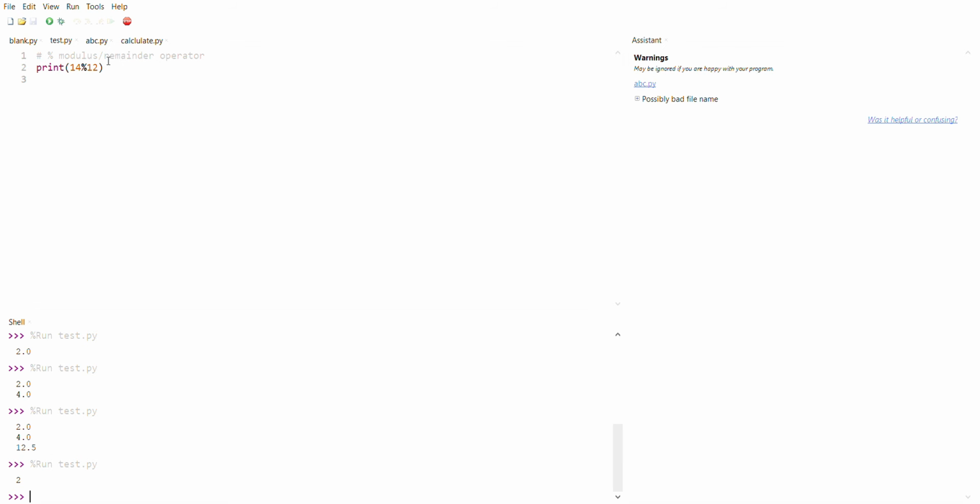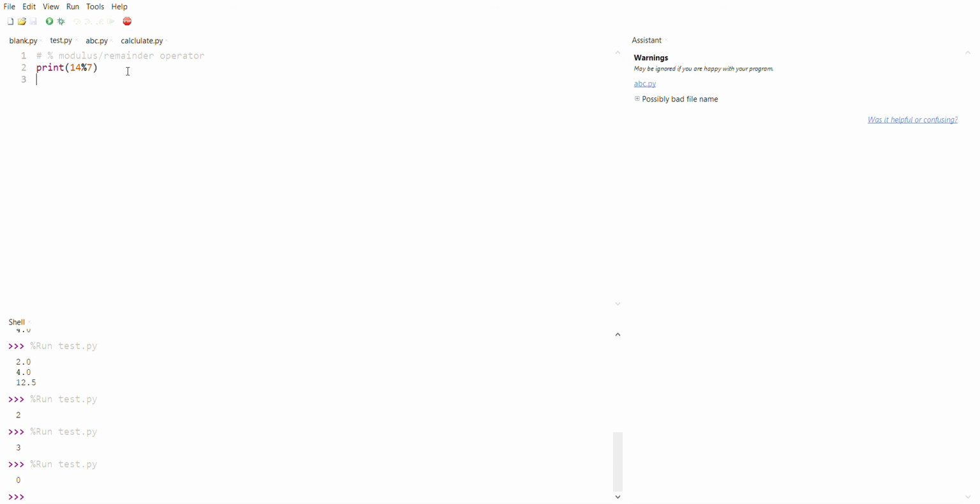And if we change 12 into 11, now let's check. Yeah, we get remainder 2, now 3. So it simply recognizes the remainder. We can also check if we do it with 7. Now let's run it. We get 0 as 14 is completely divisible by 7. So there is no remainder.